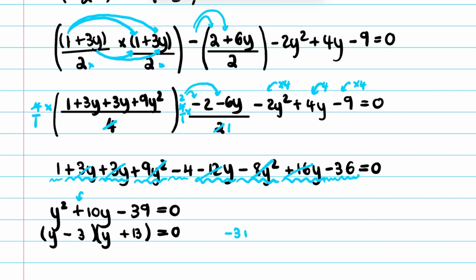And then to check yourself, simply ask yourself, okay, is minus 3 plus 13 going to give me 10? You can really just stick it in your calculator if you need to. And that one absolutely does. And then you ask yourself, is negative 3 times positive 13 going to give you negative 39? And it absolutely does. So now you know that the values in your brackets are 100% correct.